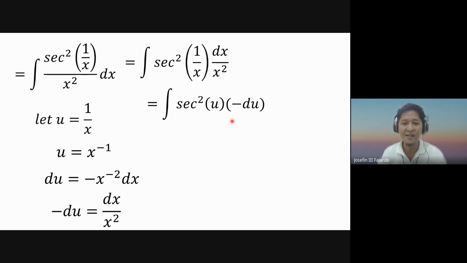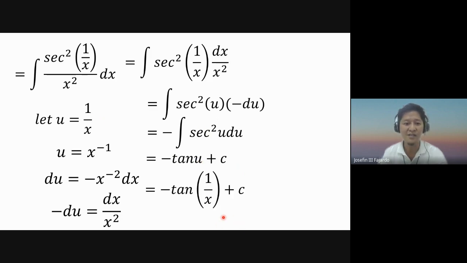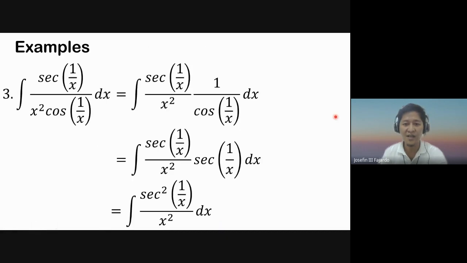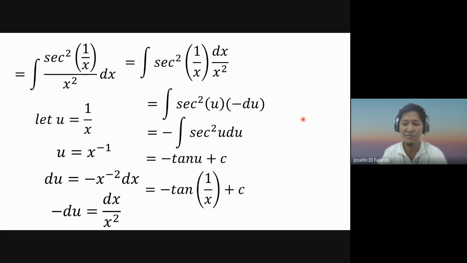Okay, next. Let me just clean this out. I'll place the negative outside. Parang negative 1 lang yan, so pwede kong ilabas yan as constant. And then notice the integral of secant squared u is tangent u. So I have this. And finally, I'll just replace my u with 1 over x, so it's tangent of 1 over x. So yung ganong kakomplikadong itsura, turns out the integral of that is just simply negative tangent of 1 over x plus C.